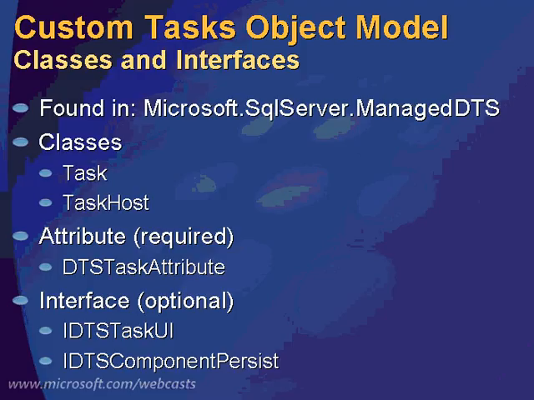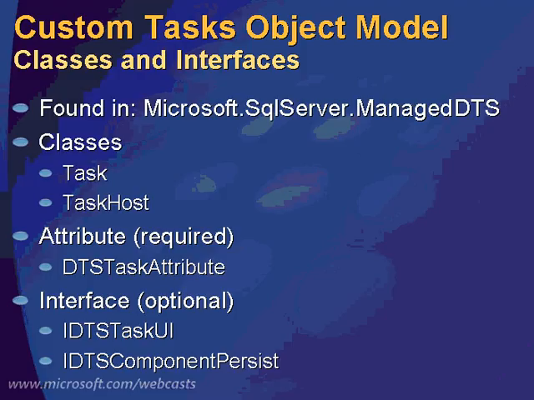The SSIS model provides some classes and interfaces that you would use when building your custom task. They can be found in the Microsoft SQL Server Managed DTS DLL, so you will need to reference it in your project. The main class that you will need to inherit from is the Task class. We will talk about that class in the next two slides.